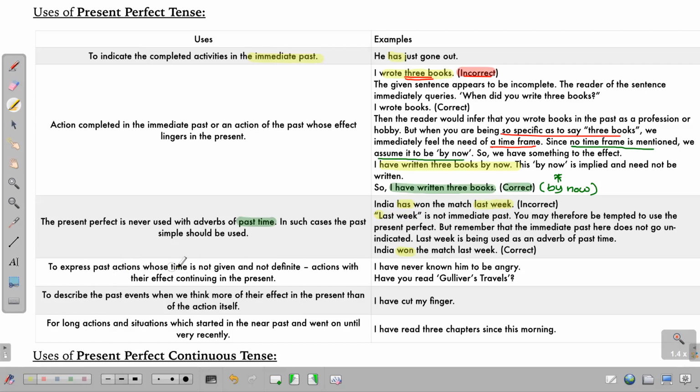It is used to express past actions whose time is not given or is not definite, actions with their effect continuing in the present. For example, I have never known him to be angry. Have you ever read Gulliver's Travels? Okay, to describe even the past events, we think of more as an effect in their present and then the action itself. For example, I have cut my finger.